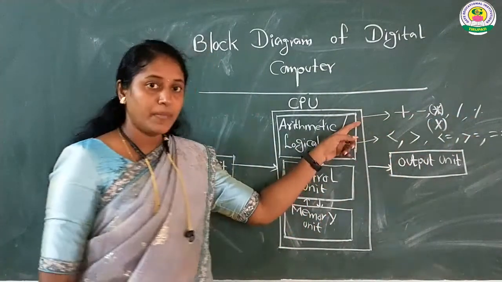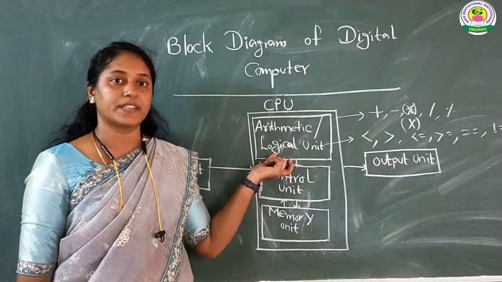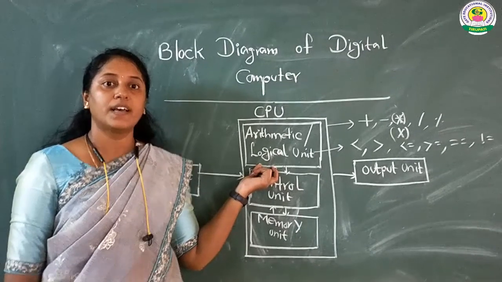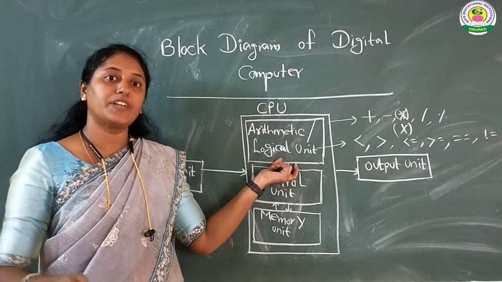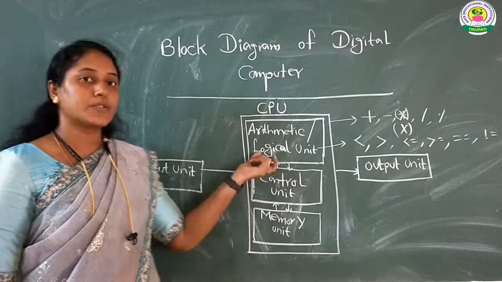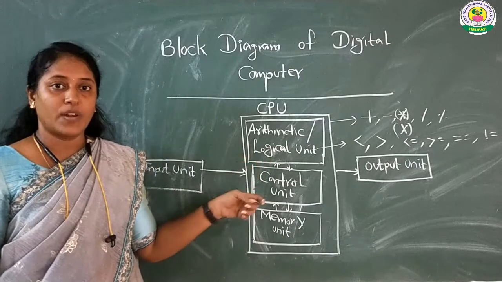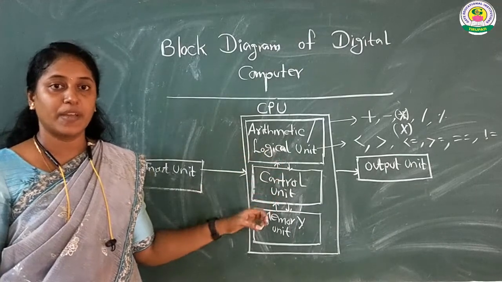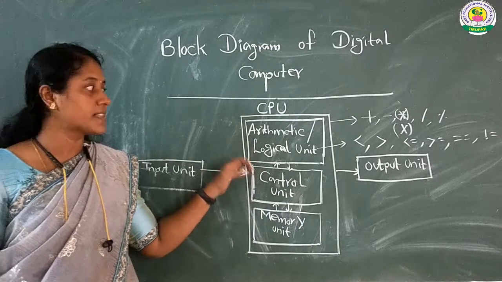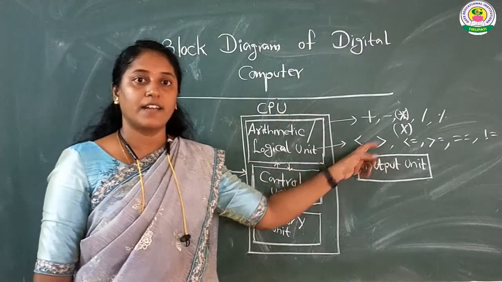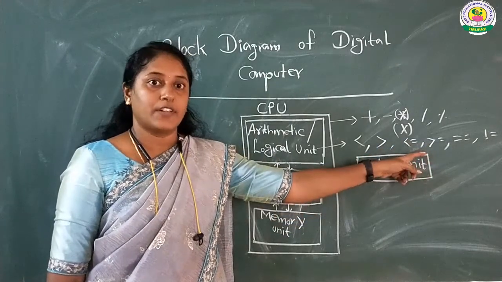At the same time we have another set of operators, the logical operators. By using logical operators the computer can compare two different data. If I ask the computer which number is smaller or which number is bigger, then the computer utilizes logical operators like less than, greater than, equal to, not equal to, less than or equal to, and greater than or equal to.